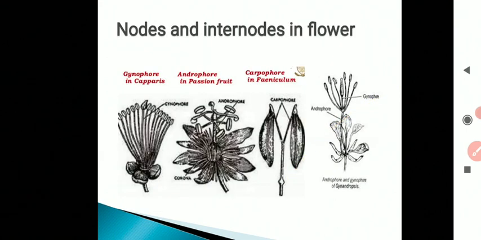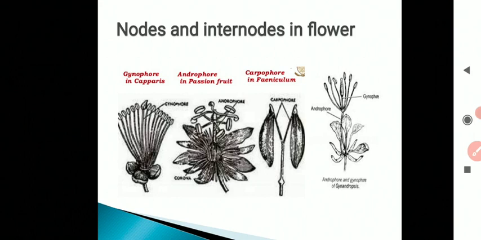Here are nodes and internodes in flowers. A flower shows 4 nodes and 3 internodes. There are 4 nodal regions and 3 internodal regions. The internode between calyx and corolla is known as anthophore.